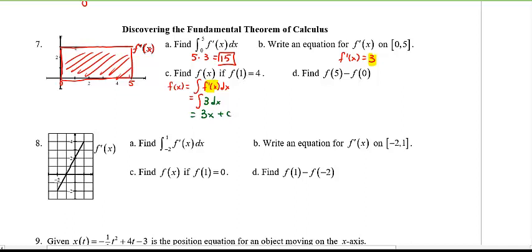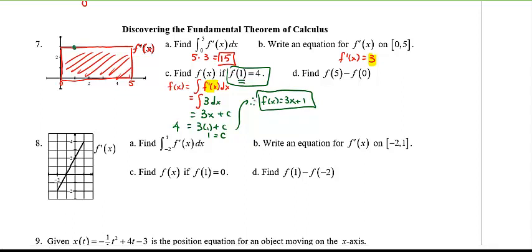But look, here is a point on the curve where the x value is 1, the y value is 4. So this is like the initial condition. We can solve for c, so c equals 1. And therefore, what we have now is f of x is equal to 3x plus 1. Cool. All that stuff we did from before, the initial condition from lesson 6.1.